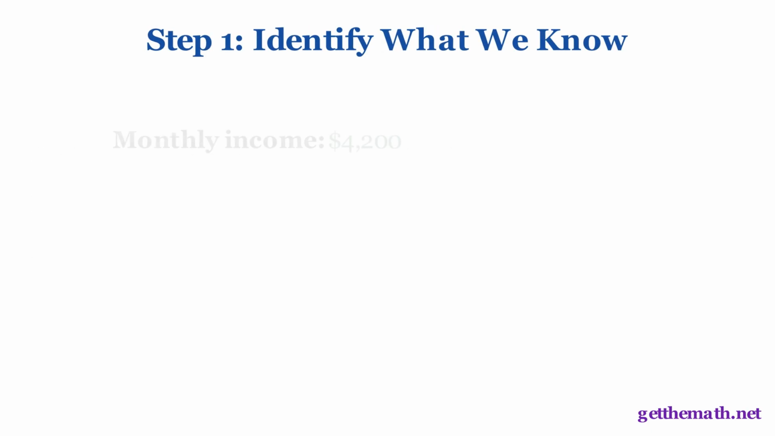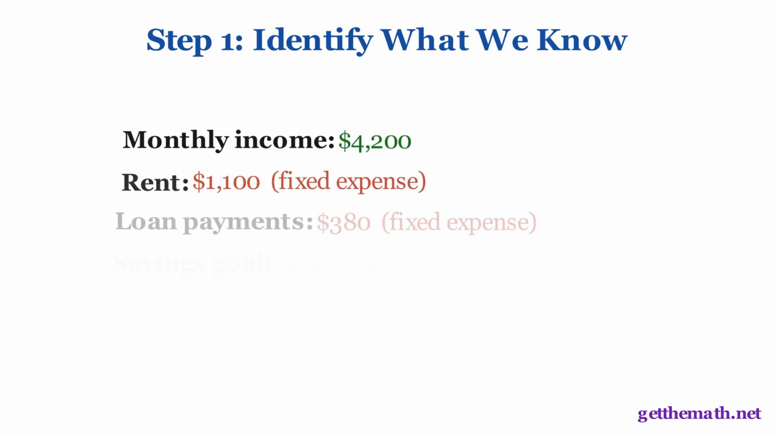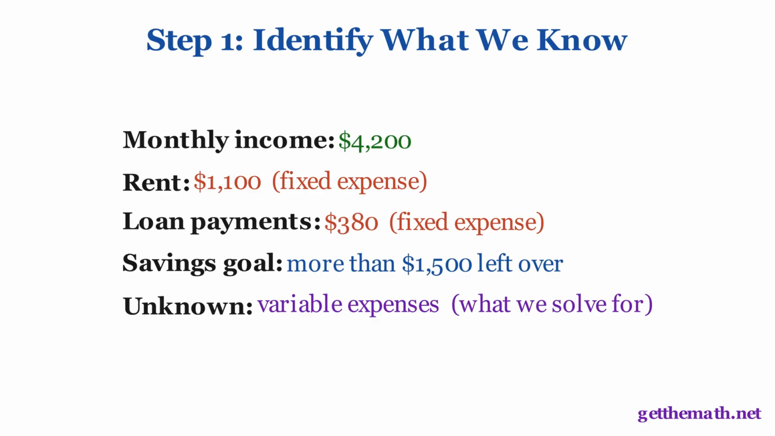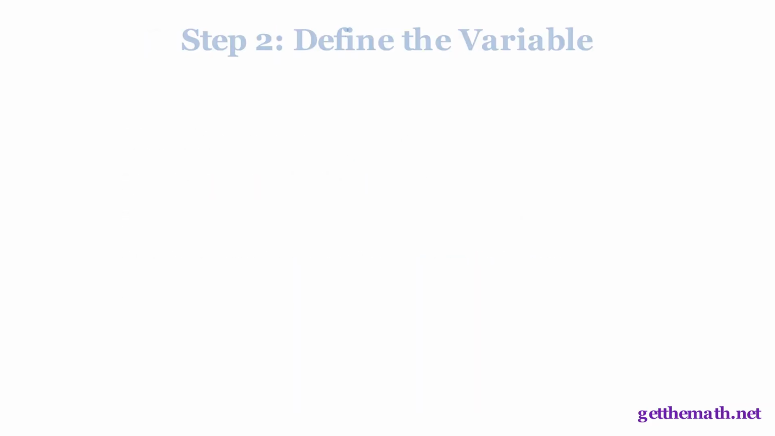Step 1. Identify what we know. His monthly income is $4,200. His fixed expenses are $1,100 for rent and $380 for loan payments. His goal is to have more than $1,500 left over each month. The unknown is how much he can spend on variable expenses like food, entertainment, and clothing.